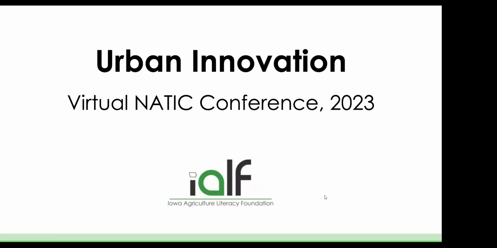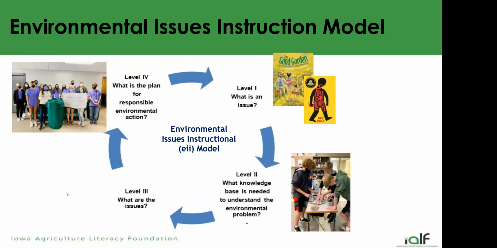So urban innovation, this activity, like I said, got started because of a specific model. This model is called Environmental Issues Instruction, and this is a 4-step teaching model. The first level is where we talk with students about what is an environmental issue. A lot of times we use children's literature for that.